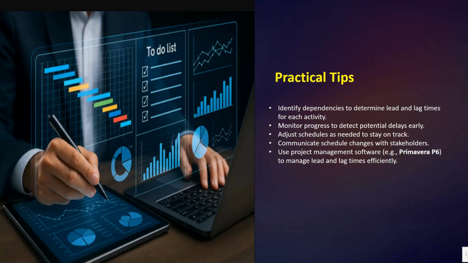After that, we have practical tips. Here you can see: identify the dependencies to determine lead and lag times for each activity. Monitor progress to detect potential delays early, and then adjust the schedules as needed to stay on track. Then communicate schedule changes with the stakeholders. Then use project management software, for example, Primavera P6. We can also use P6 and MS Project to manage lead and lag time efficiently.